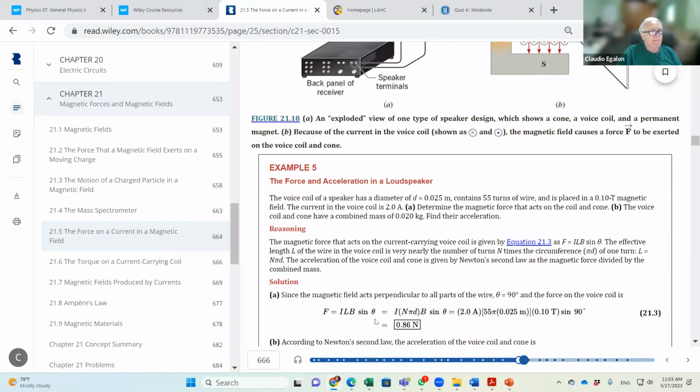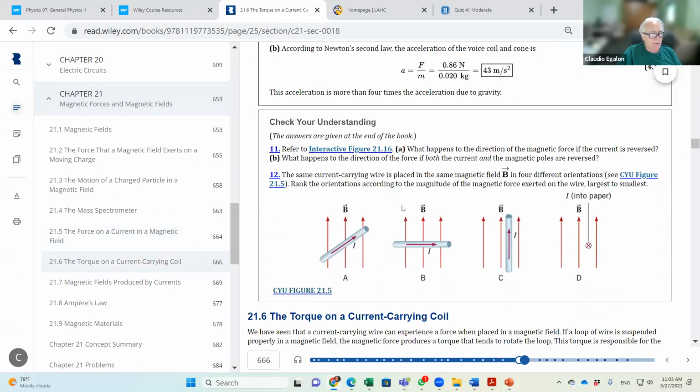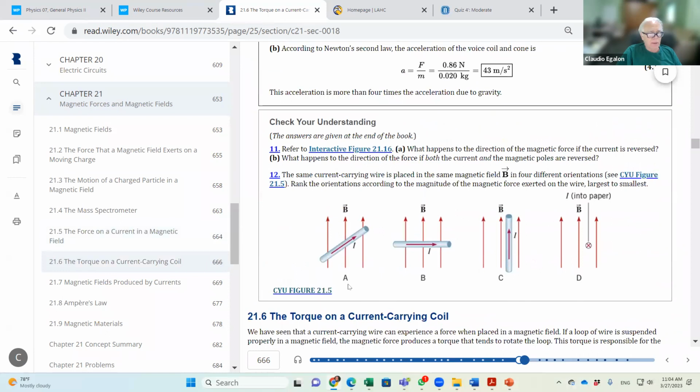Okay, and then I want you to do an example here as well. Here you go. Check your understanding. If the current of the wire is parallel to the magnetic field, then the force must be 0, right? Here the force is going to be maximum. Here the force is going to be maximum as well, because the motion of the charge is perpendicular.